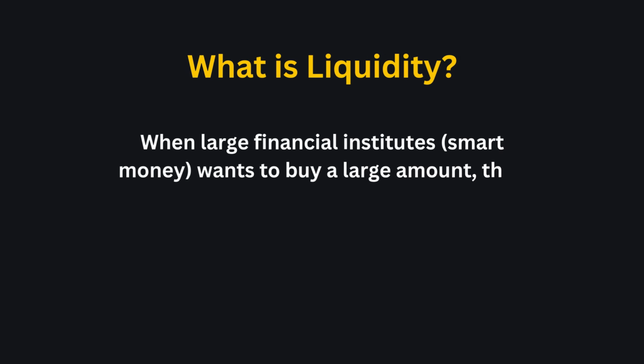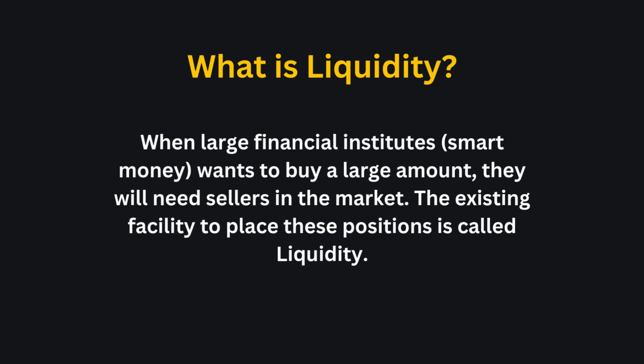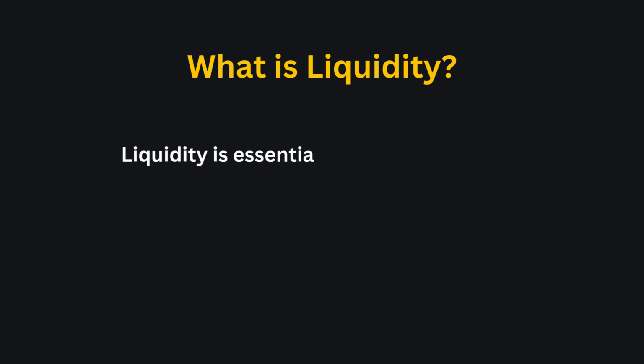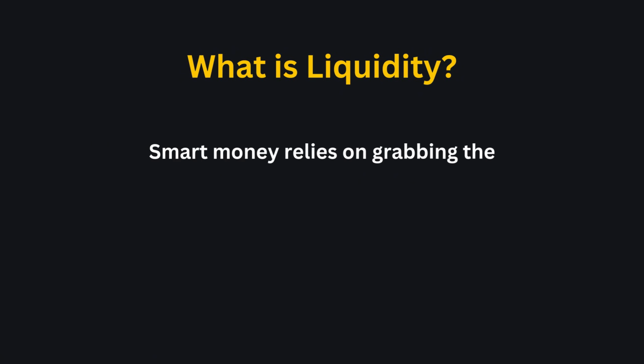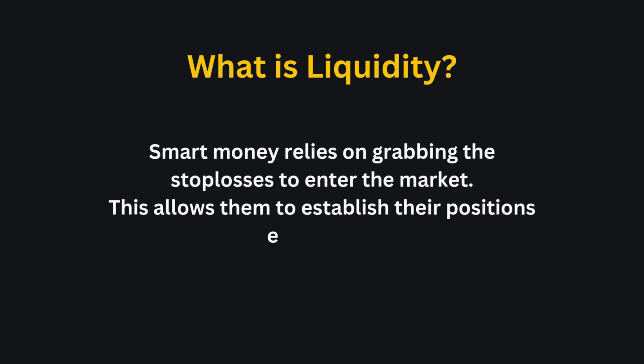What is liquidity? When large financial institutions and banks want to buy a large amount, they will need sellers in the market. The existing facility to place these positions is called liquidity. Liquidity is essentially determined by the placement of stop losses. Where stop loss is formed, liquidity is found. Smart money relies on grabbing the stop losses to enter the market. This allows them to establish their positions effectively.